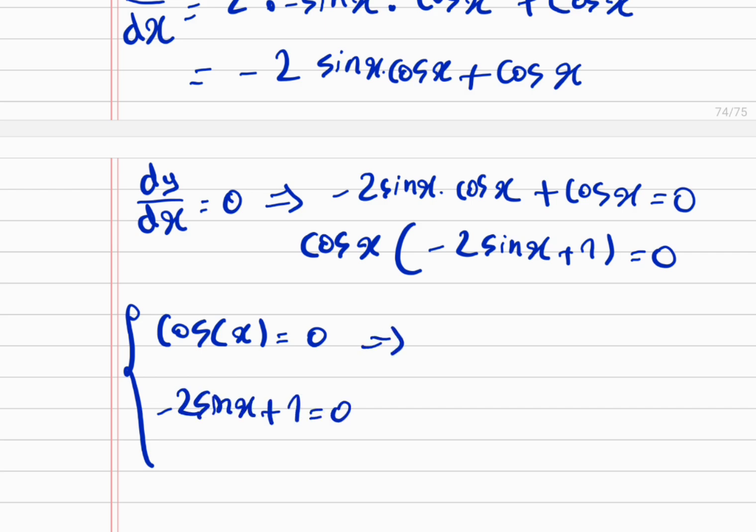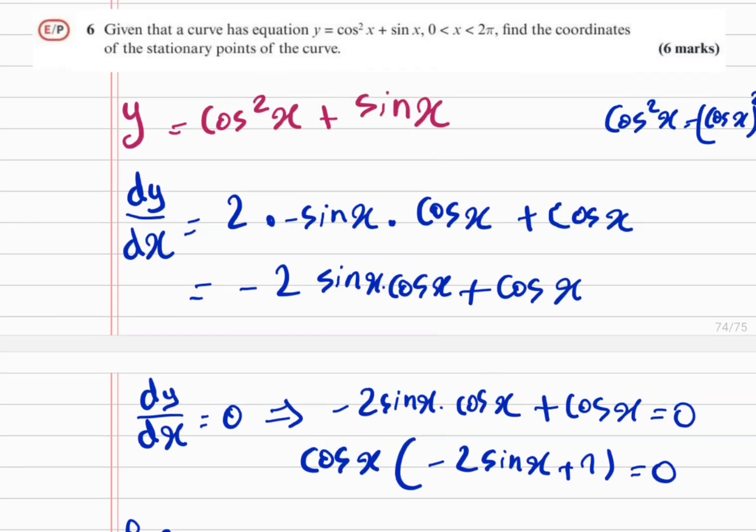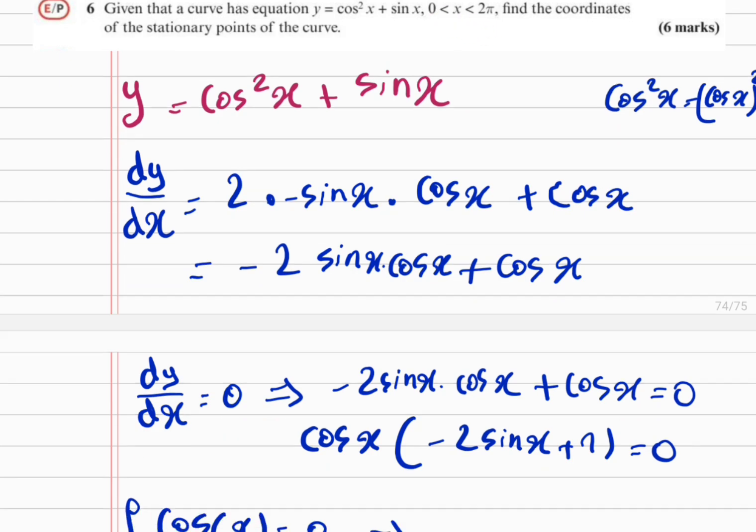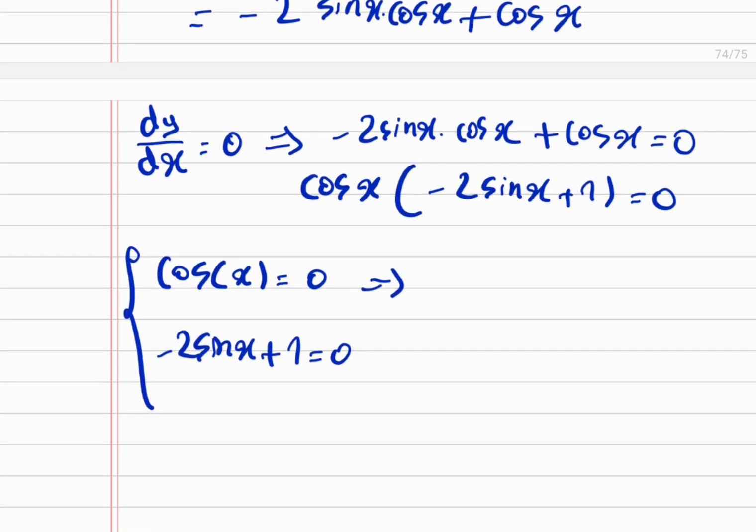Okay, for the first equation, cos x is equal to 0, remember that the values of x are between 0 and 2 pi. And obviously when x is between 0 and 2 pi, the only values that make cos x 0 are pi over 2 and 3 pi over 2. So these are the only two values.